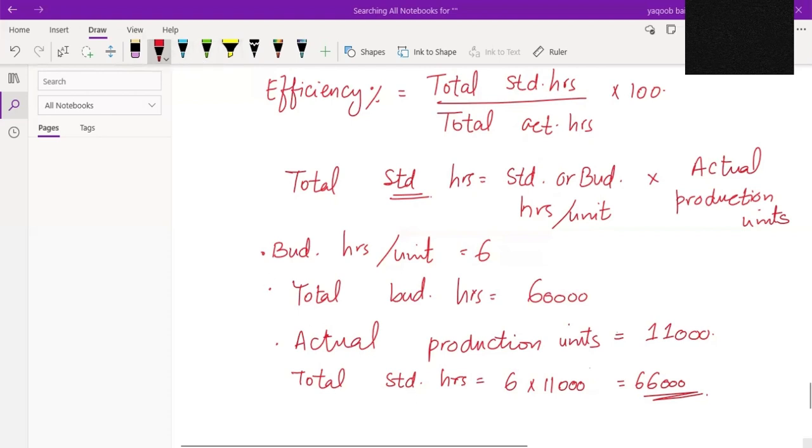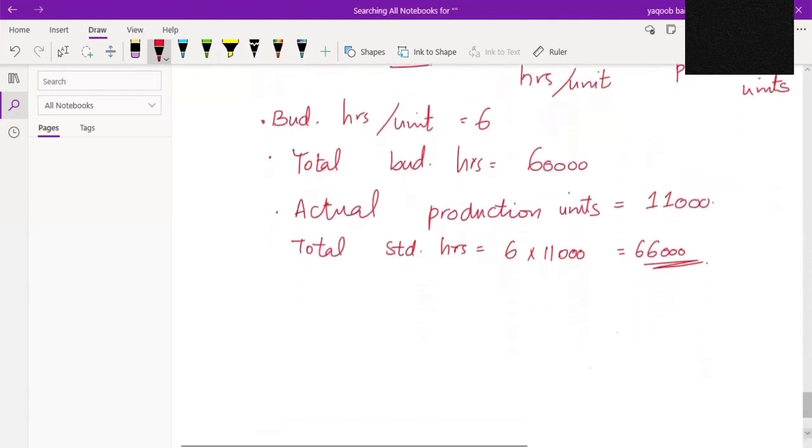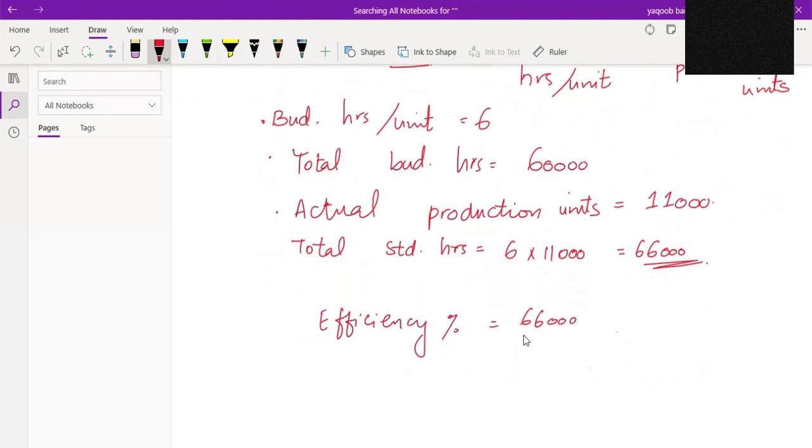If we calculate efficiency ratio, it is equal to total standard hours divided by, suppose total actual hours are 64,500, into 100. So it is 102.32%.